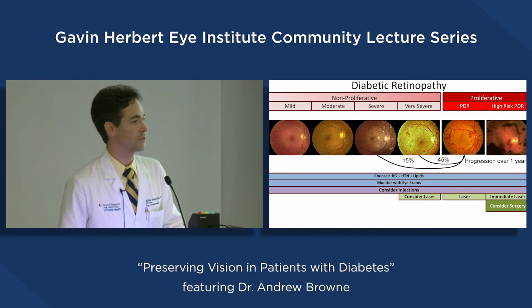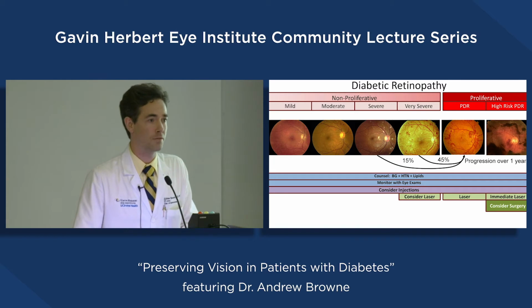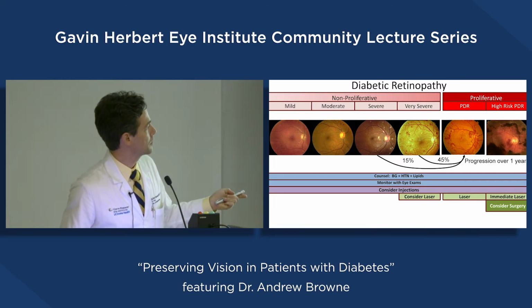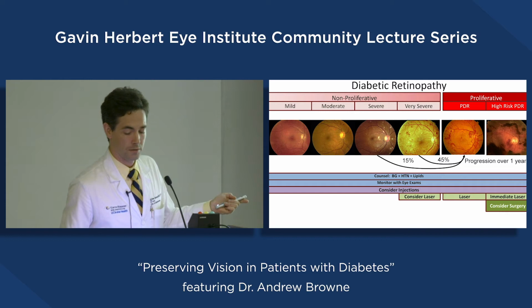And those new blood vessels can scar, and they can tear the retina off the wall of the eye. In fact, people who have very severe non-proliferative diabetic retinopathy can progress to proliferative diabetic retinopathy. 45% of them occur in 1 year.